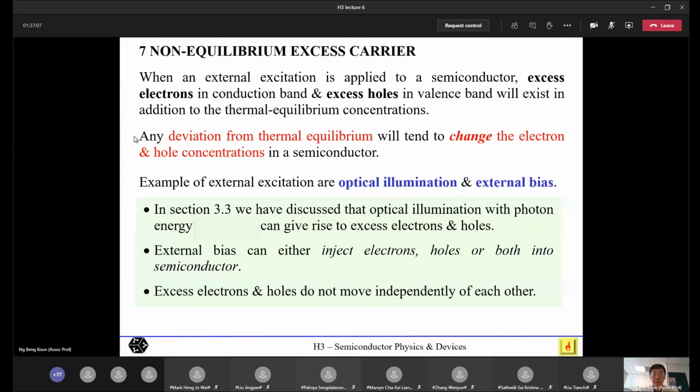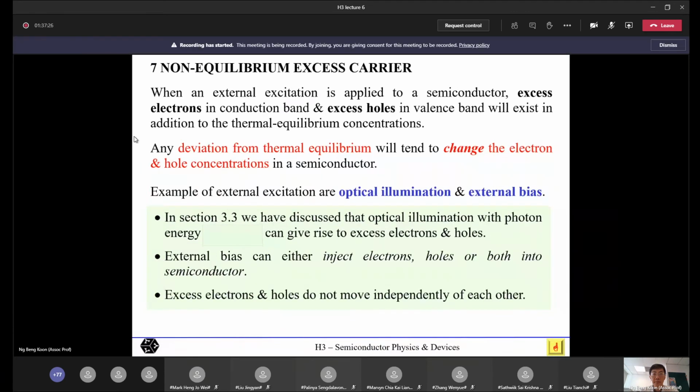The next topic that I will touch on is the non-equilibrium excess carrier in semiconductor materials. That will be the last topic that we'll be covering for today's discussion and the discussion for next week. And after next week, Prof. Ang will take over and he will talk about semiconductor devices, particularly the PN junctions and detectors, LEDs.